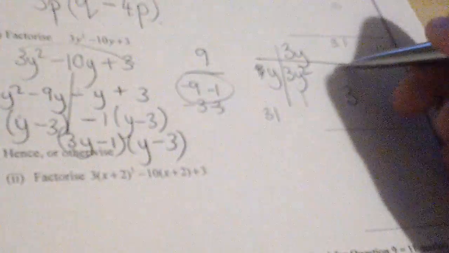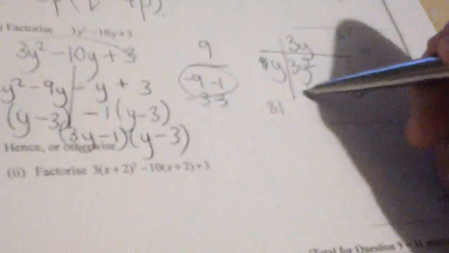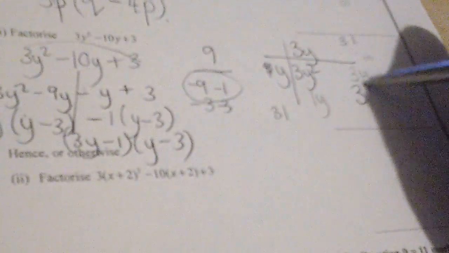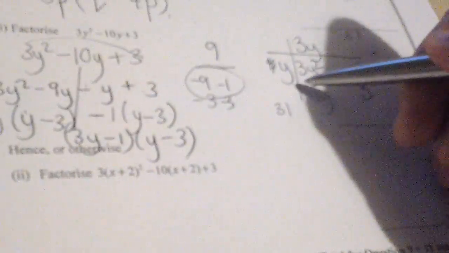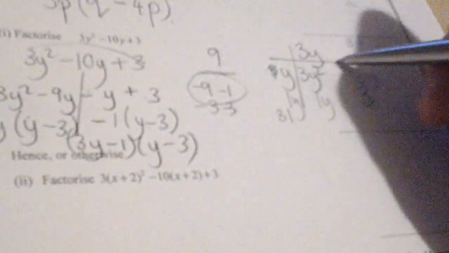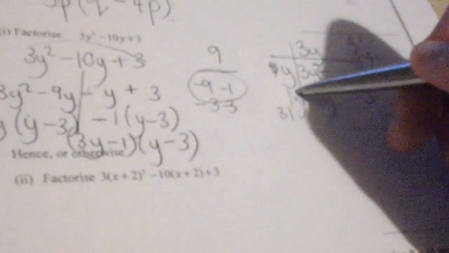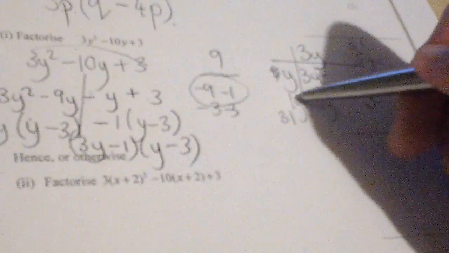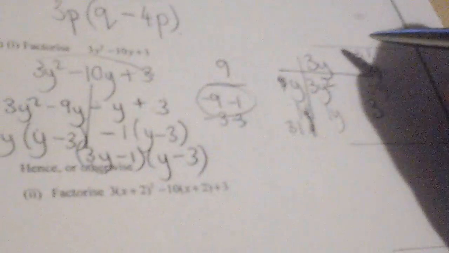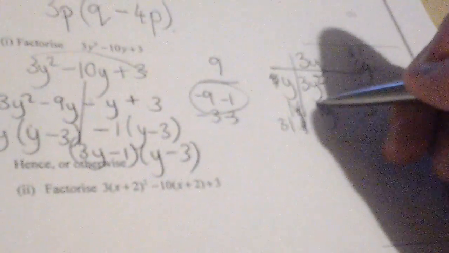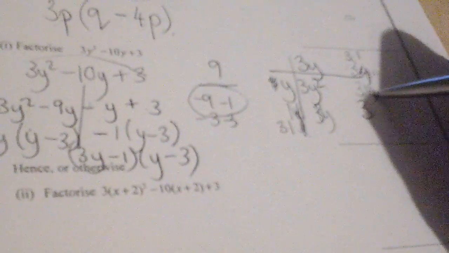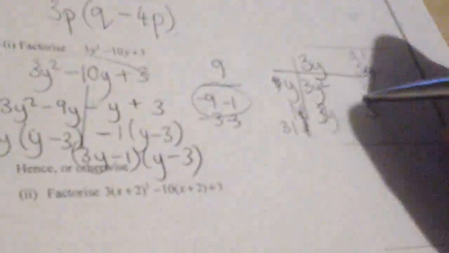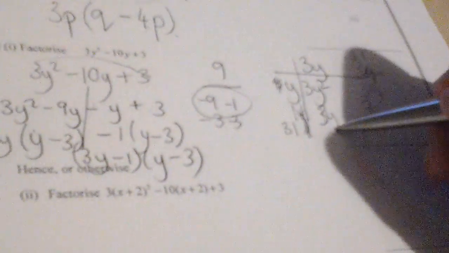Now if I put 1 here and 3 here, so it'd be 1y and 3y, it must have come from 1y here and 3y here. When I multiply, not 1y and 3y, 1 and 3. 1 times 3y is 3y, and y times 3 is 3y. But that only makes 6y, and it's not minus 10.